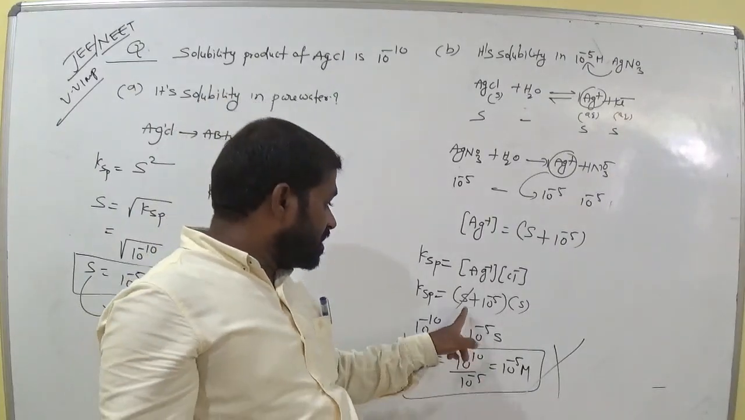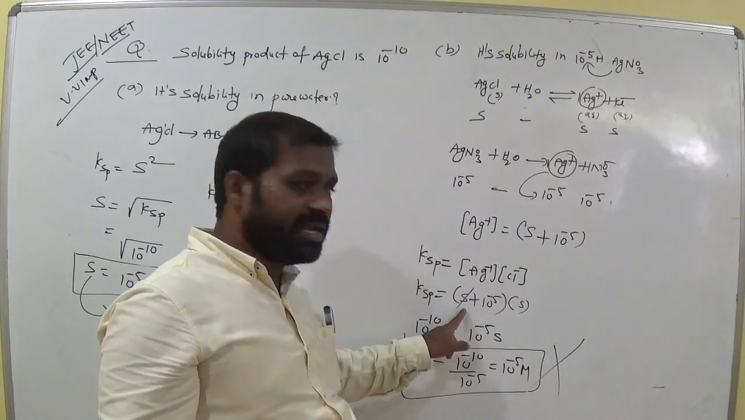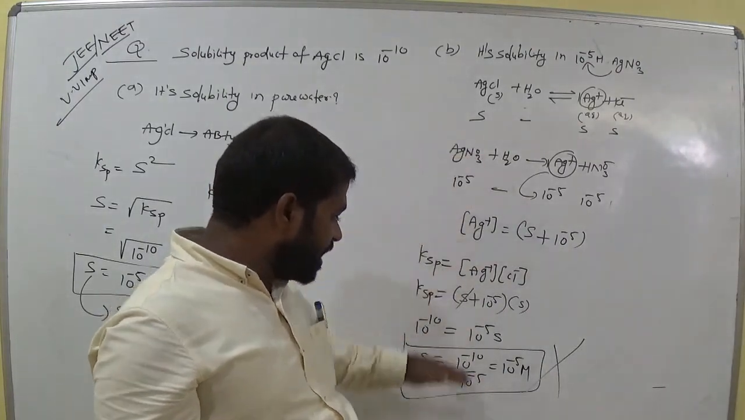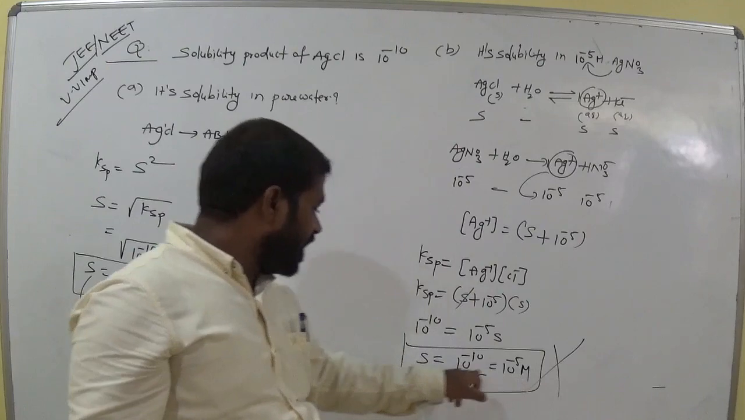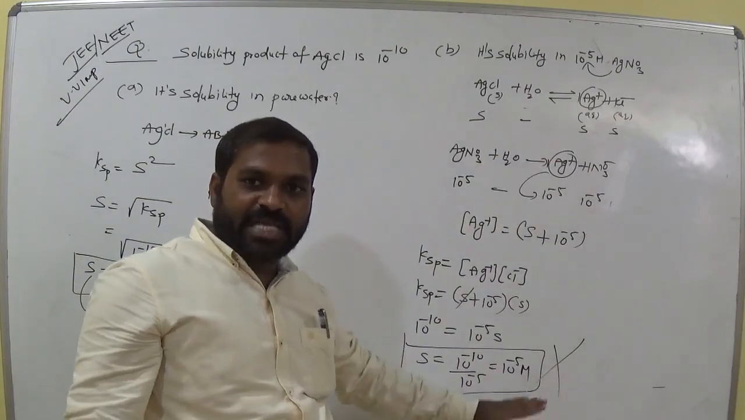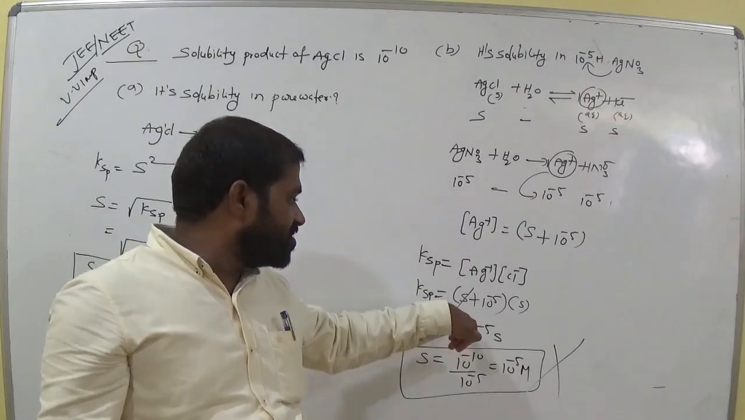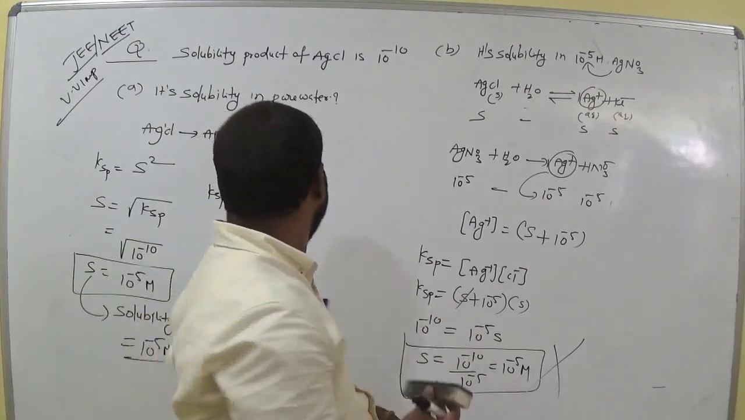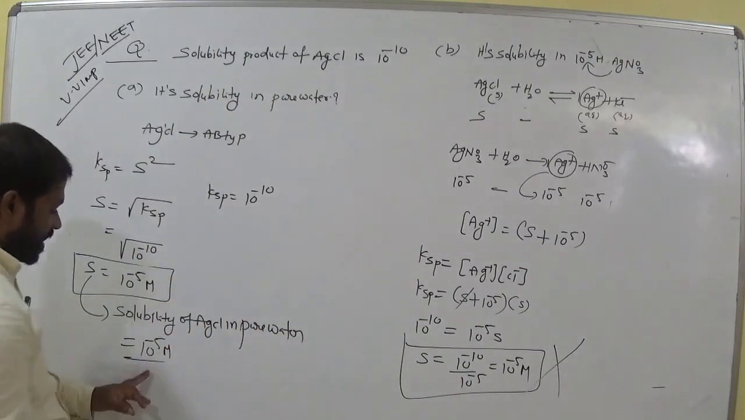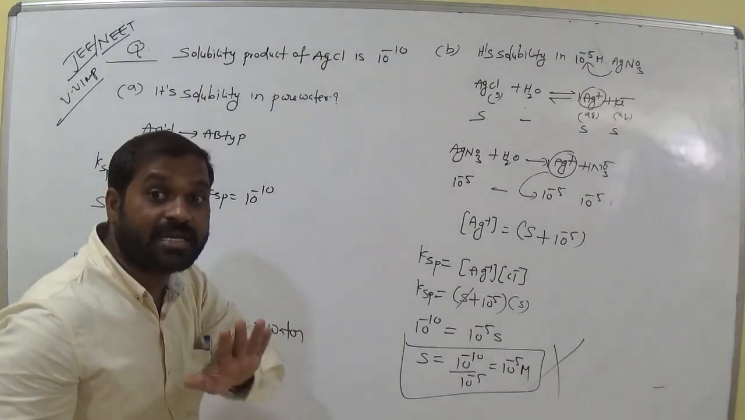Don't neglect this S value here. Don't neglect this S value in this case. If both values are the same in pure water and after adding the common ion, then we go for the quadratic equation expression for the solution of this one. Don't neglect this value. That means here 10 power minus 5, this one 10 power minus 5, even after adding silver nitrate solution. This is correct, not correct. Why?